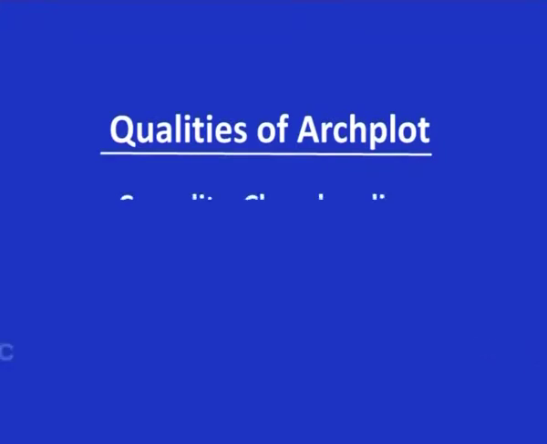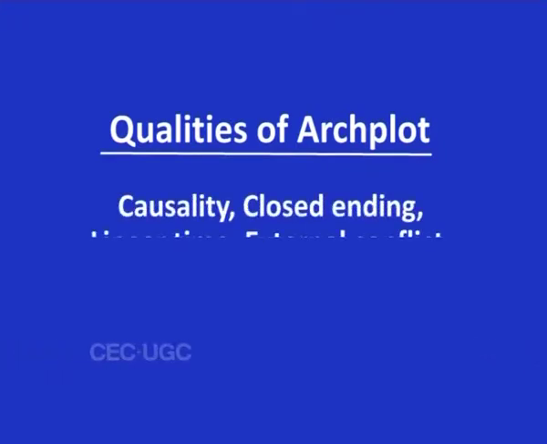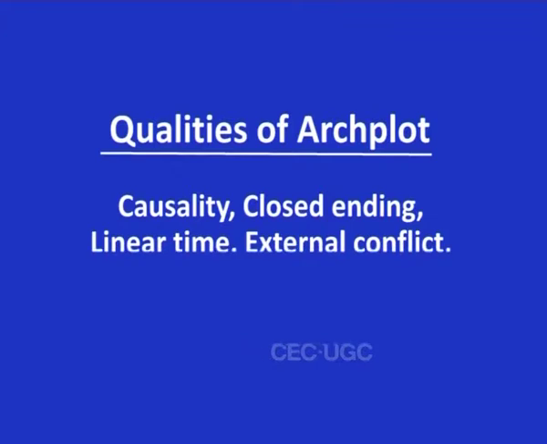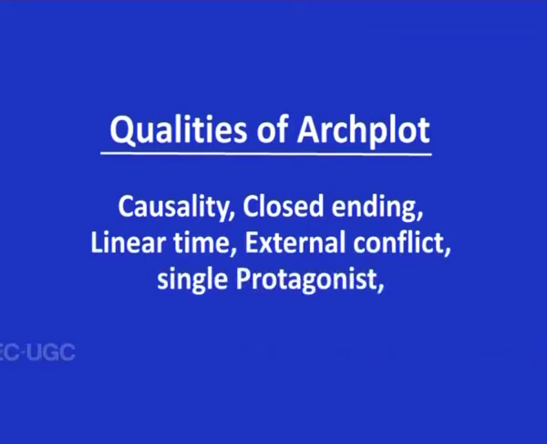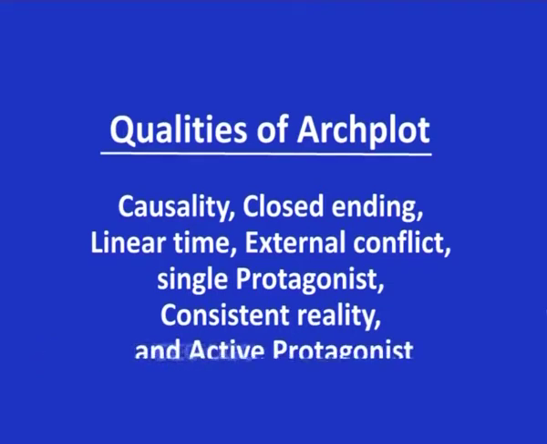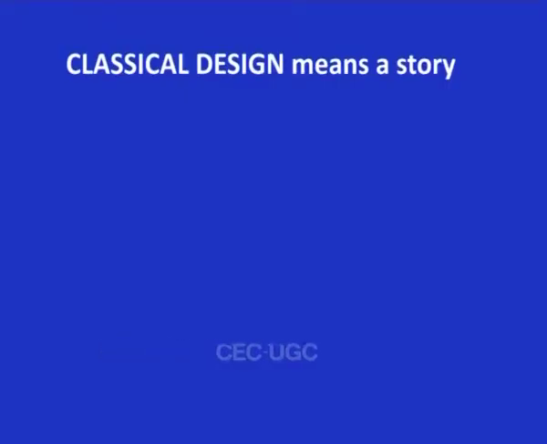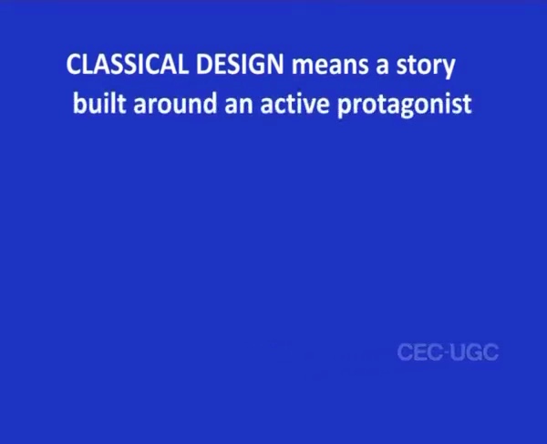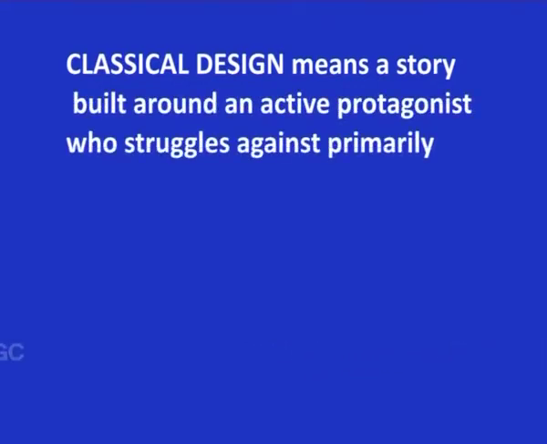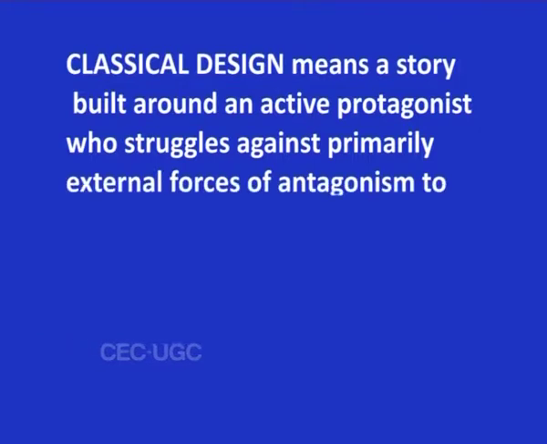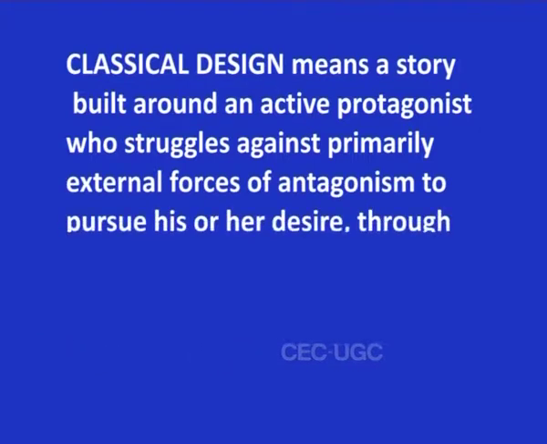Here we see the qualities of arc plot, namely causality, closed endings, linear time, external conflict, single protagonist, consistent reality, and active protagonist. We will discuss more in detail about these things. Classical design means a story built around an active protagonist who struggles against primarily external forces of antagonism to pursue his or her desire.